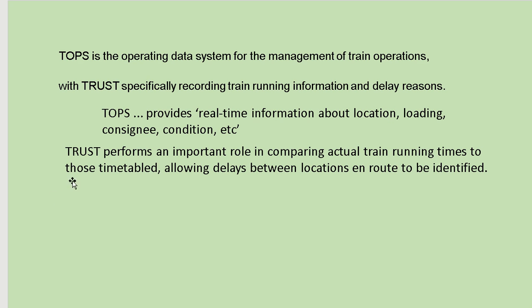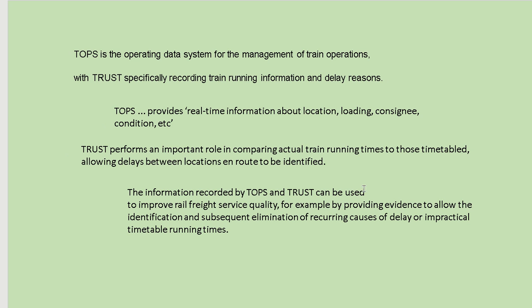Then we have TRUST, which performs an important role in comparing actual train running times to those timetabled, allowing delays between locations en route to be identified. And the information recorded by TOPS and TRUST can be used to improve rail freight service quality, for example, by providing evidence to allow the identification and subsequent elimination of recurring causes of delay or impractical timetable running times.